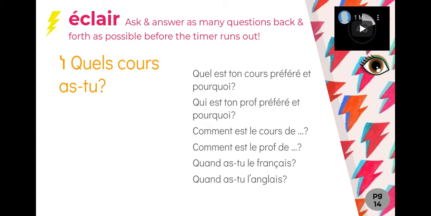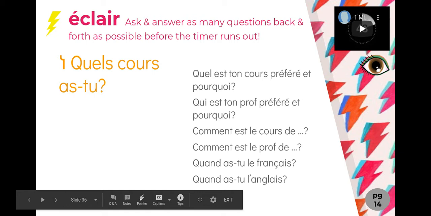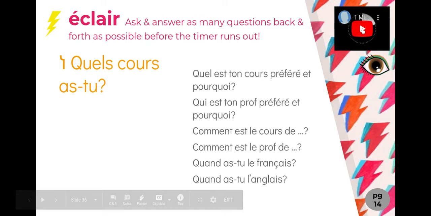So we're going to go ahead and do this with an eyeball partner. If you don't have an eyeball partner, I'm going to give you 7 seconds to find one. 7, 6, 5, 4, 3, 2, 1, 0. Okay, so we're both asking quel cours as-tu? We're both answering quel cours as-tu, and then you can ask whichever questions you want that we know about school.